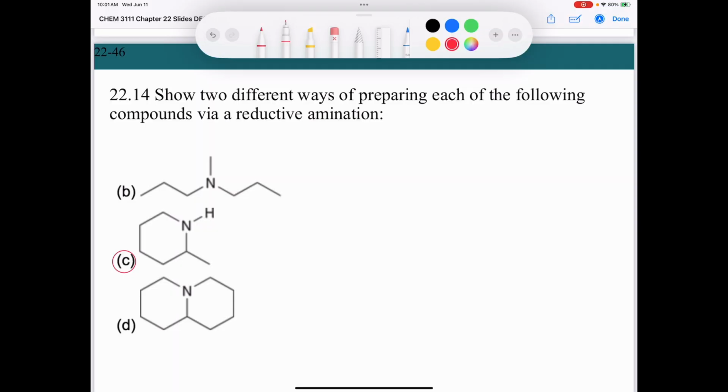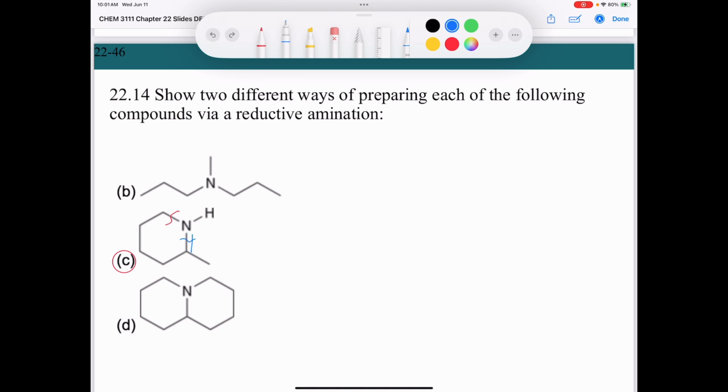All right, C is a little more interesting because we have a ring, but you can see we've got a carbon-nitrogen bond here, so we could break that one. And we've got a carbon-nitrogen bond here, so we could break that one. Either one, we could have the carbonyl coming from it. So if we start with, let's say, the blue one, let's imagine we had the carbonyl here.